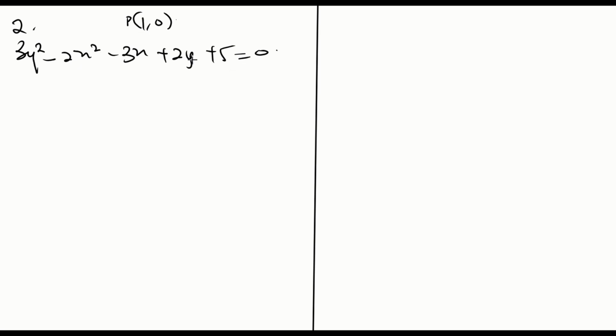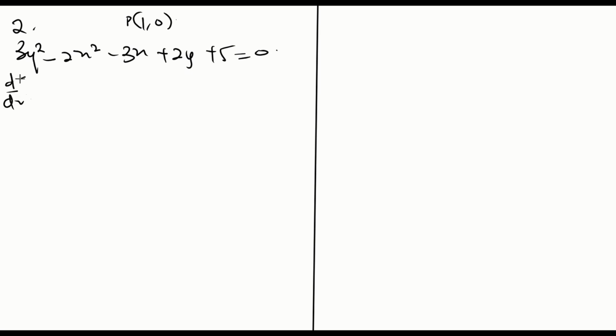We can as well confirm that the point lies on the curve. On your own, you can find out: wherever you see x, you put 1, wherever you see y, you put 0, and see if this will surely be equal to 0. This verifies that the point lies on the curve. Alright, then let's proceed to find the derivative of the function.